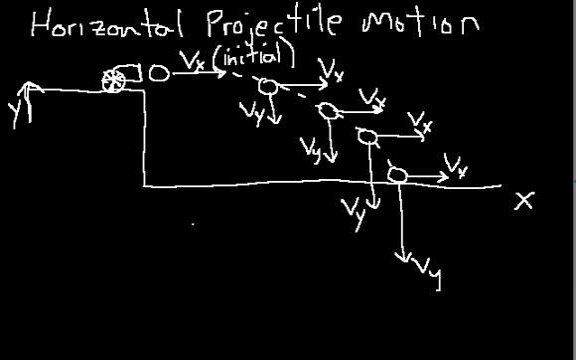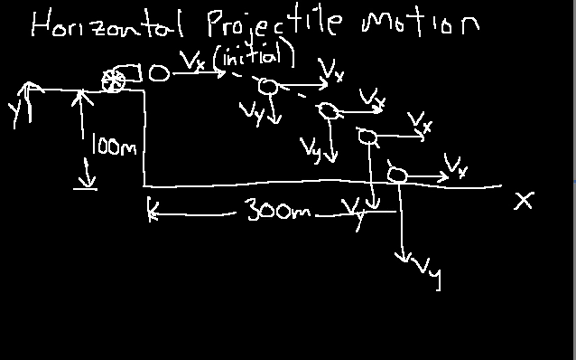So let's do a problem. Let me say, for example, that this is 100 meters high off the ground, from there to there. That's 100 meters up in the air. And let's say the cannonball travels, let's say 300 meters before it hits the ground there.